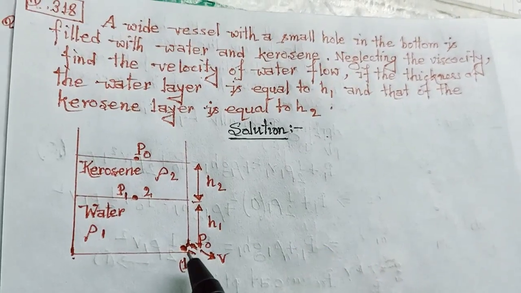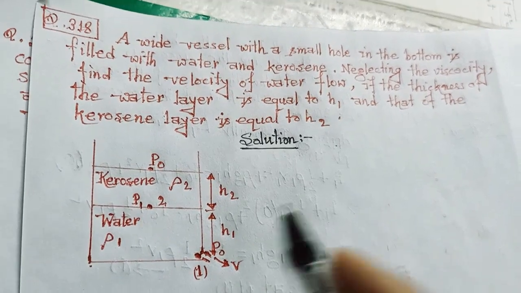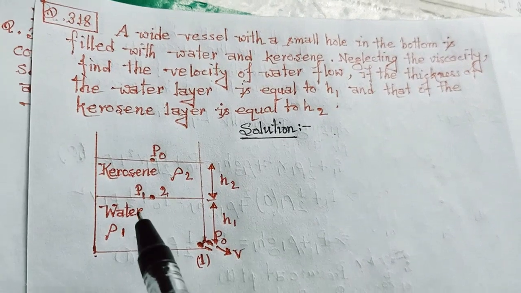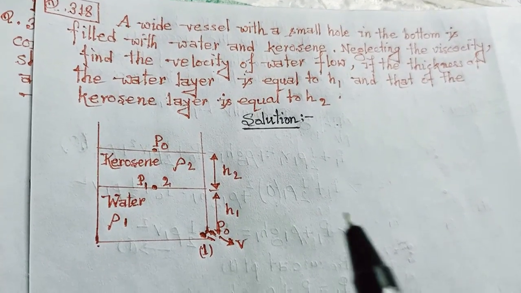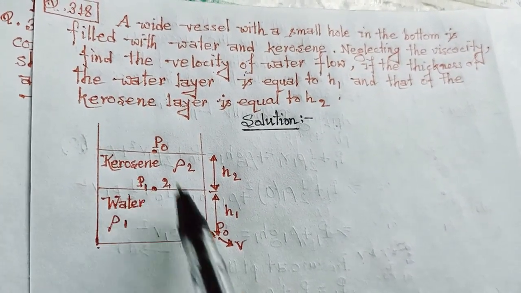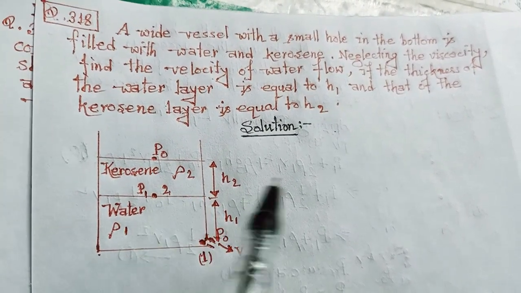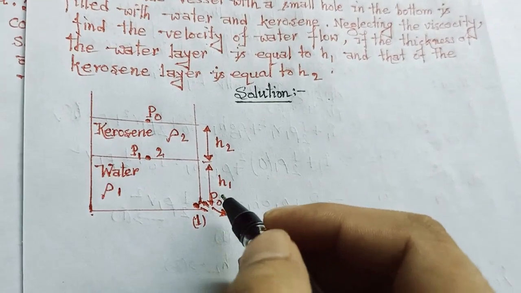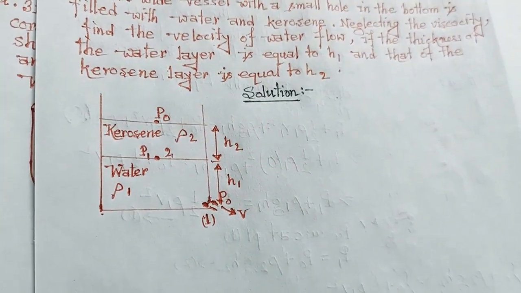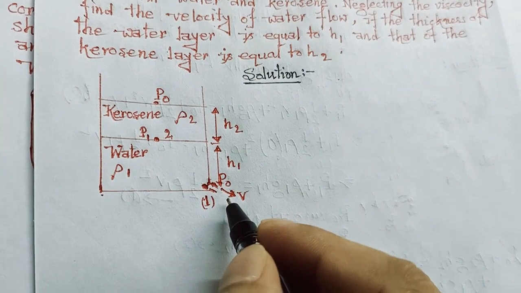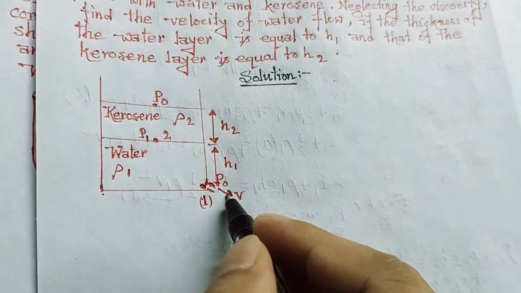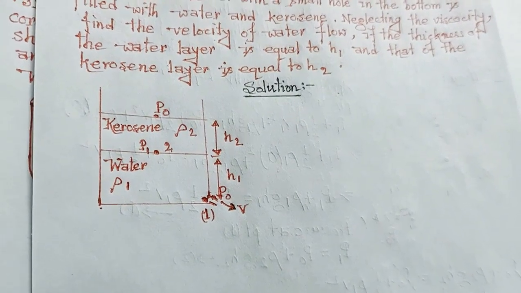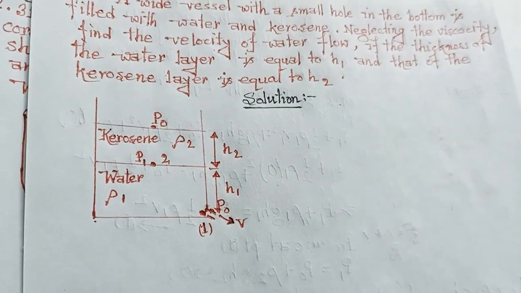Now this is the corresponding diagram of the given question. There are two layers of water and kerosene. As we know, the density of kerosene is lower than that of water, so the kerosene layer will be on the water layer. The thickness of the kerosene layer is h2 and the thickness of the water layer is h1, and there is a small hole from which the water emerges. Let the velocity of the water from the hole be v.